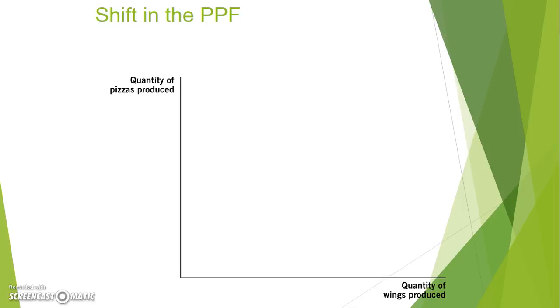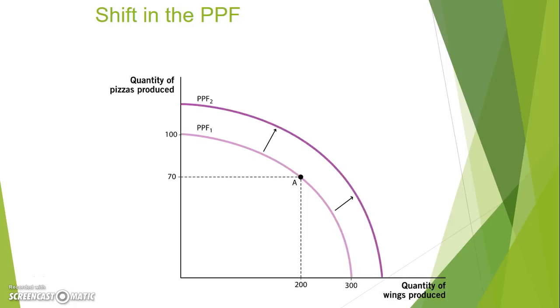Now there's one other way that we could change the PPF, and that is just a straight outward shift. Imagine we get better workers or more workers. It doesn't matter whether they're making pizza or wings, they're just better workers, which means if we're making only pizza, we could make more pizza, and also if we're making only wings, we could make more wings. The resulting PPF is one that's a parallel shift outward from the original one.